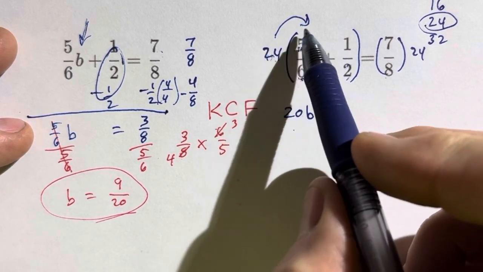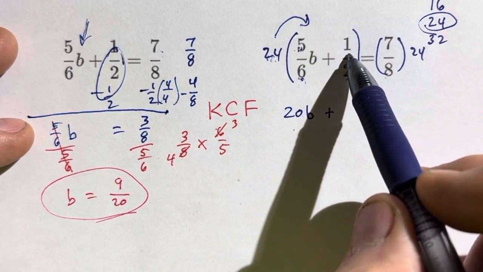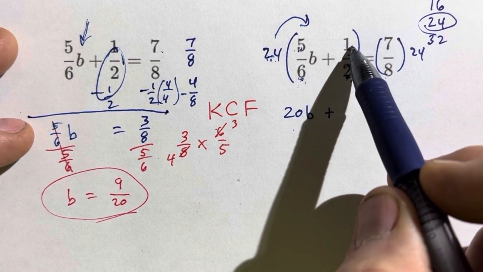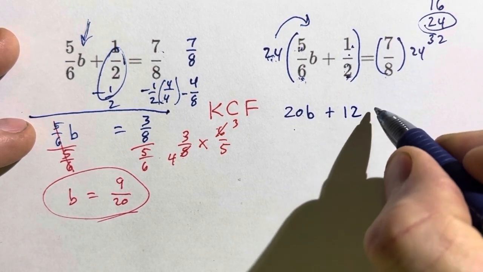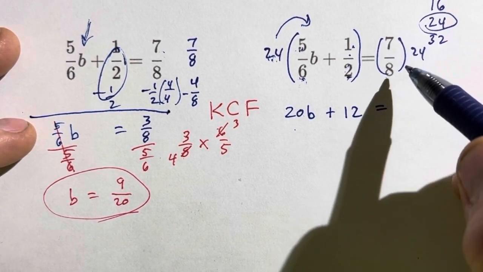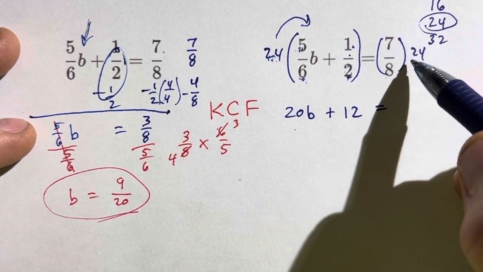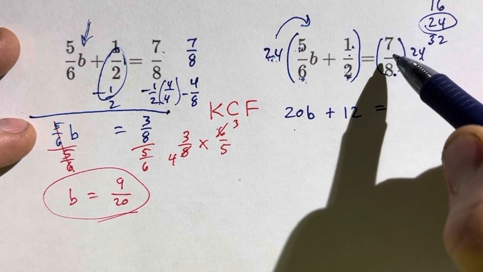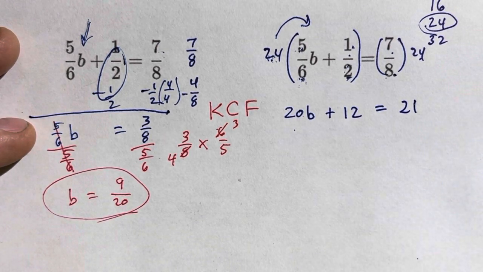Plus, now do the same thing here. 24 times 1/2. Well, 24 divided by 2 would be 12. Times 1 is 12, so that's a 12. Over here, 24 times 7/8. Well, 24 times 7 is a little hard to do, but what you can do is 24 divided by 8, which is 3, and then times by 7. And it makes it so much easier to do it that way.